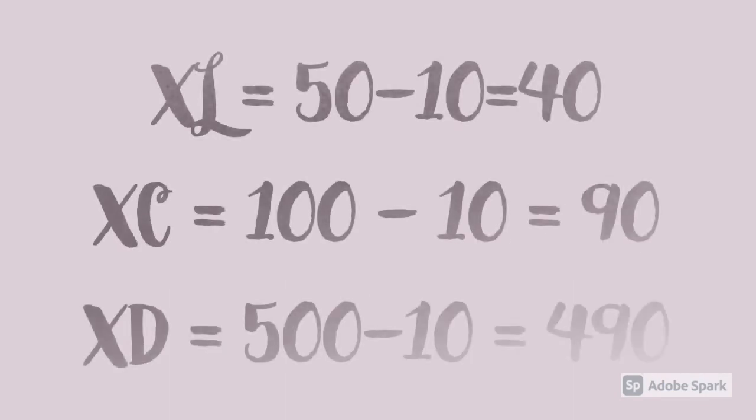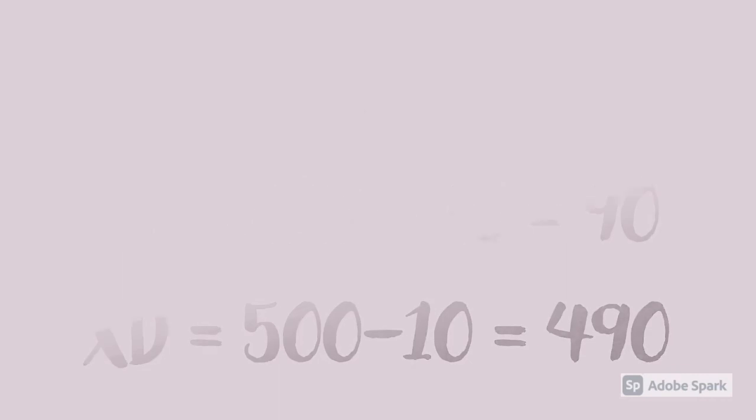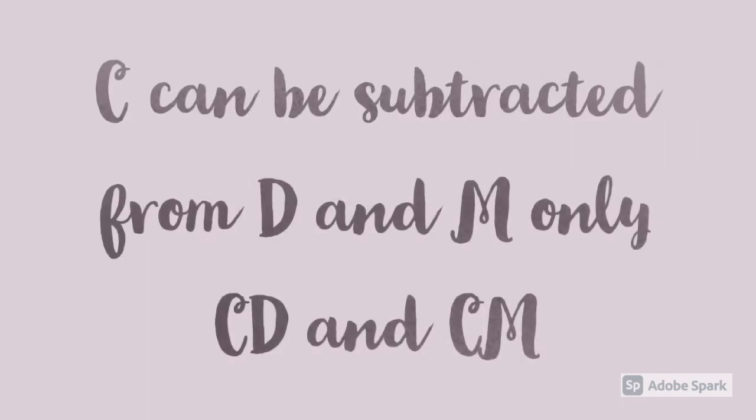To represent 40, we will write X before L. That means we will subtract 10 from 50, which gives us 40. So 90 will be represented as XC and 490 can be represented as XD. X can be subtracted from L, C and M only, and C can be subtracted from D and M only.